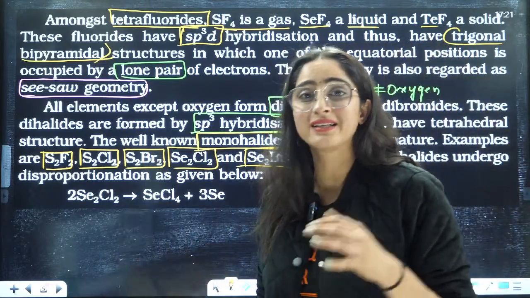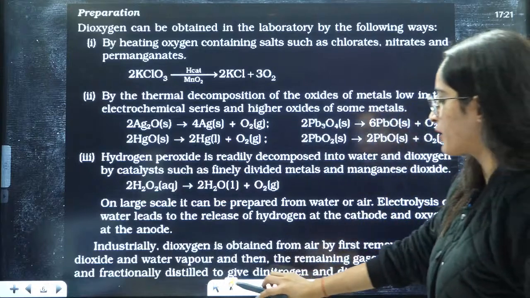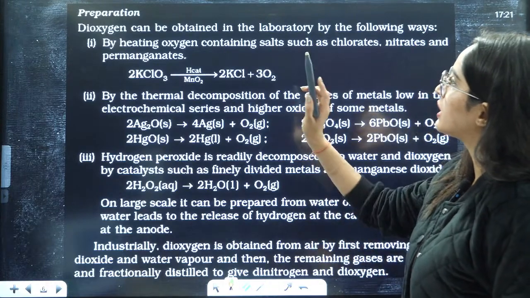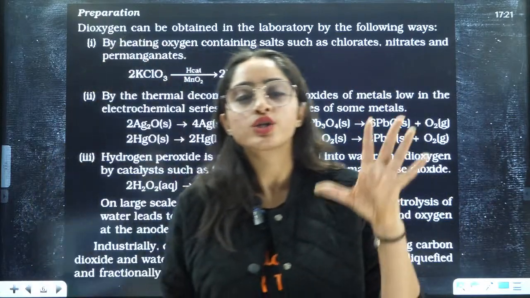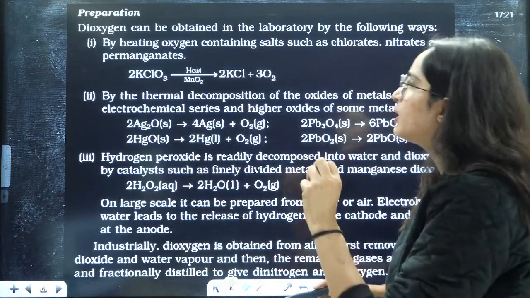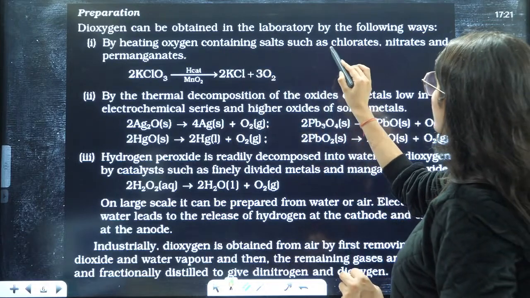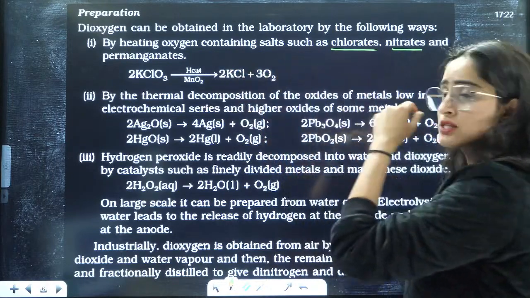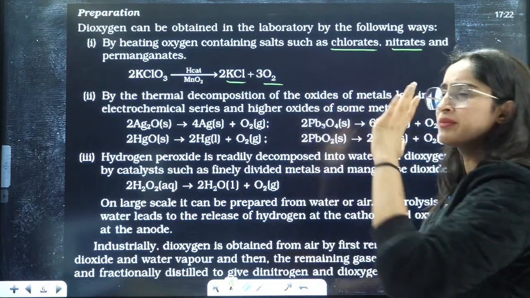If you talk about any dimeric halide here, preparation is not important for you. Now we are going to talk about oxygen here. For oxygen, some properties are important for you and very few reactions are important for you. So let us see that by heating oxygen containing salts such as chlorates, nitrates, permanganates, when we heat it in the presence of MnO2, we will get KCl and O2. This is a very, very famous reaction.